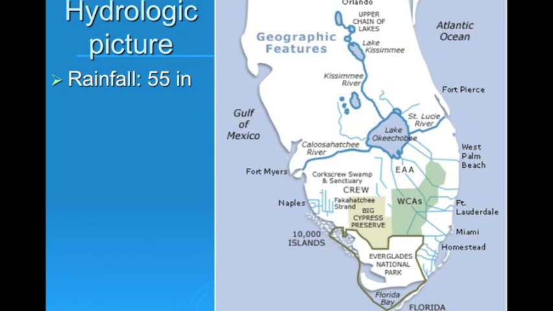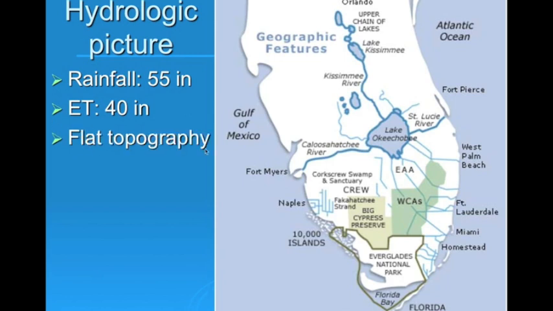So let me tell you a little bit about the big numbers. Rainfall is about 55 inches per year, and evapotranspiration, so what's transferred back to the atmosphere, is about 40 inches. So that leaves about 15 inches of water per year on the ground.